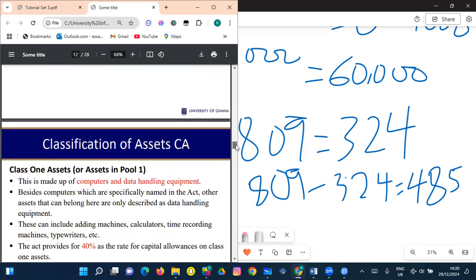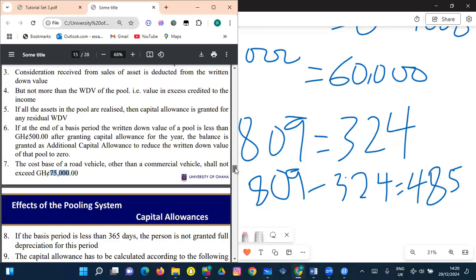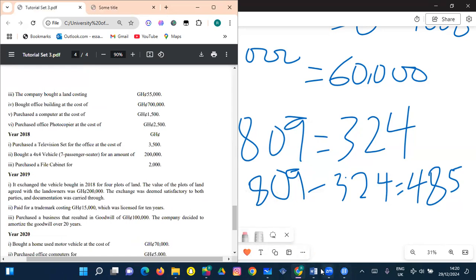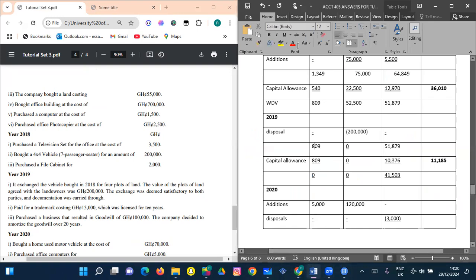So, where is it? So here, if at the end of the base period, the written down value of the pool is less than 500, then we add it as an additional capital allowance. So that's what we are doing here. That's why we are bringing all these 809 as a capital allowance here. Because when we subtract a capital allowance from it, what will be left is less than 500 Ghana cedi. So we bring all of them as a capital allowance.